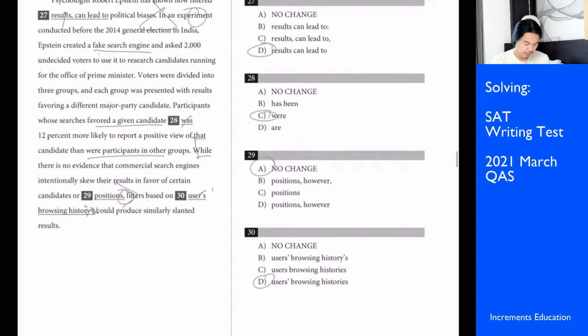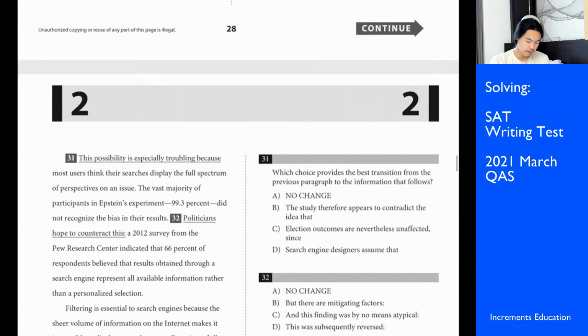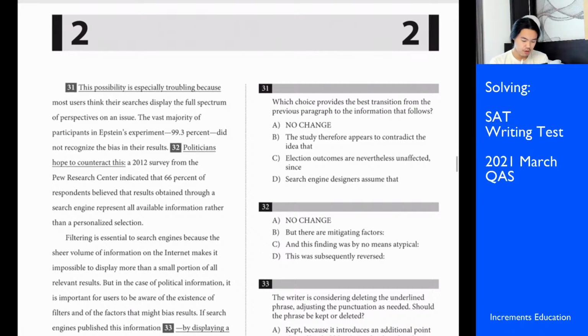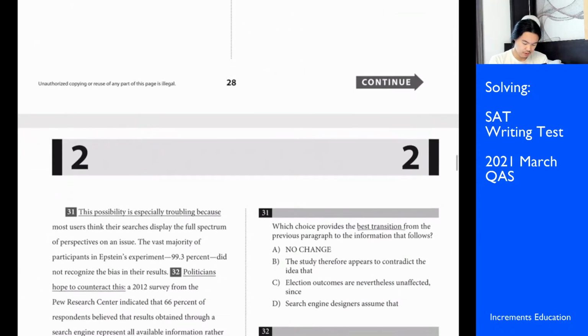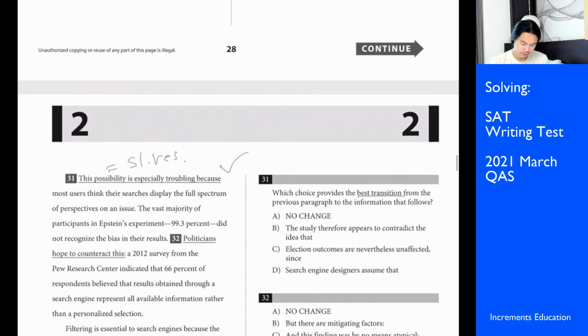Okay. Right. Could produce this hypothetical. It's kind of a weaker argument. But whatever. This possibility is because most things. Right. The possibility of what? Slanted results. Okay. Slanted results is especially, yeah, this seems right.